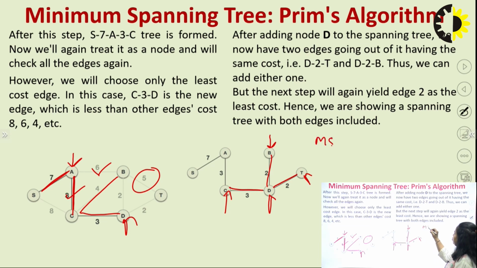Now if you need to calculate the minimum cost of this tree, what will be the cost? The minimum spanning tree cost is equal to the summation of all these edges. So what you have to do? 7 plus 3 plus 3 plus 2 plus 2.